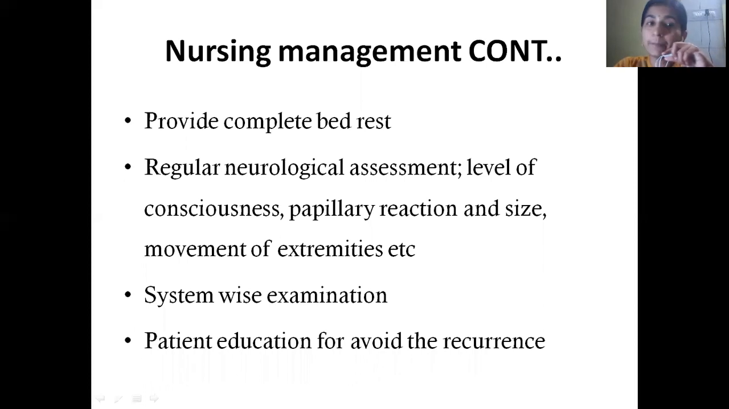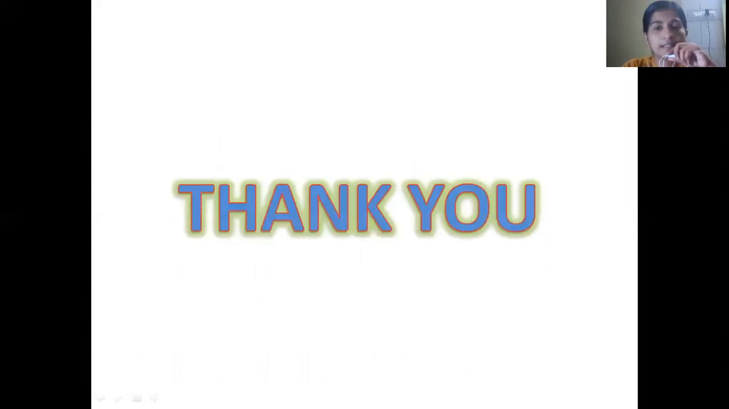Next, provide complete bed rest to the patient and regular neurological assessment, because if the patient is admitted with hypertensive urgency, we must be very cautious about end organ damage. If the patient has any chance of going into end organ damage, we should find it early and treat it properly. That's why regular monitoring of neurological assessment, level of consciousness, pupillary reaction with size, and movement of the extremities, everything should be checked. Then system-wise examination, patient education, and avoiding recurrence. Once it happens, we should treat it properly and avoid the chances of recurrence.